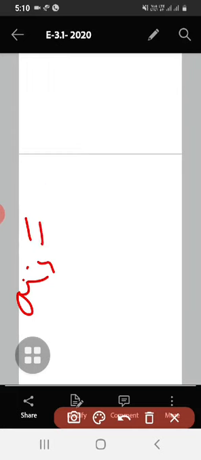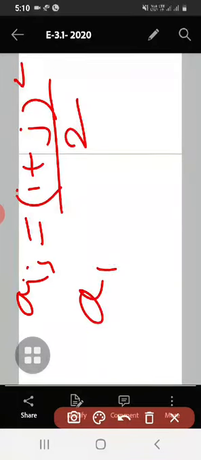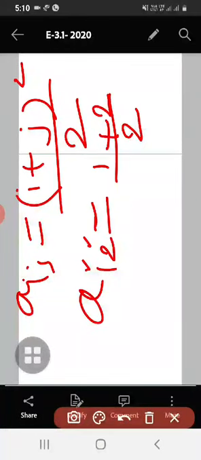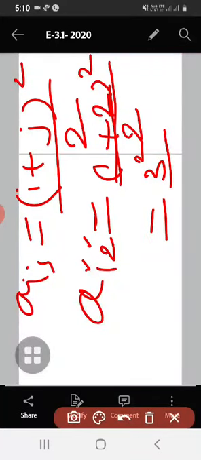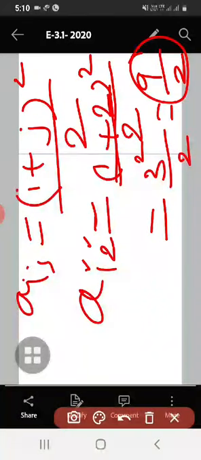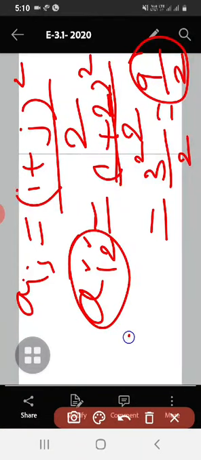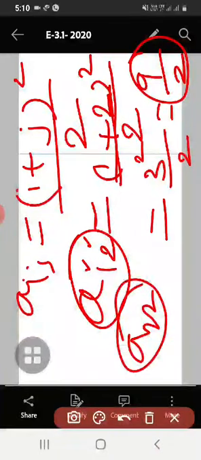Let us consider Aij is equal to (i plus j) whole square divided by 2. See, A12. So i is equal to 1 and j is equal to 2. So you put i equal to 1 and j equal to 2: (1 plus 2) whole square divided by 2. So 1 plus 2 means 3 square divided by 2. 3 square means 9, so 9 by 2. Note down that element A12 is equal to 9 by 2. Okay, 2 elements have been calculated here. So let us go for A22 in the next step.